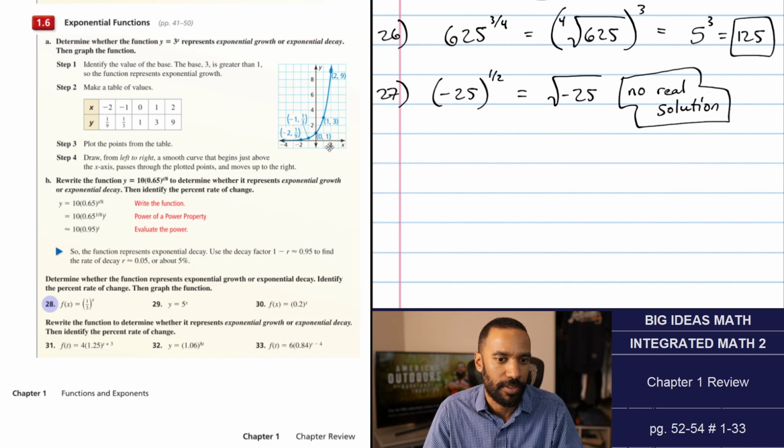And here's the appearance of the graph. They use a table. If you've seen what I've done before, I'm going to start from what is essentially an a value, which is our y-intercept. This a value is 1.